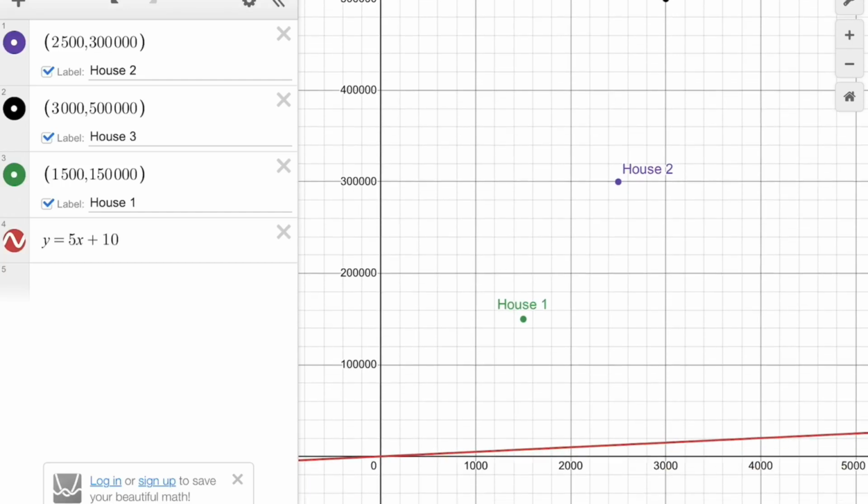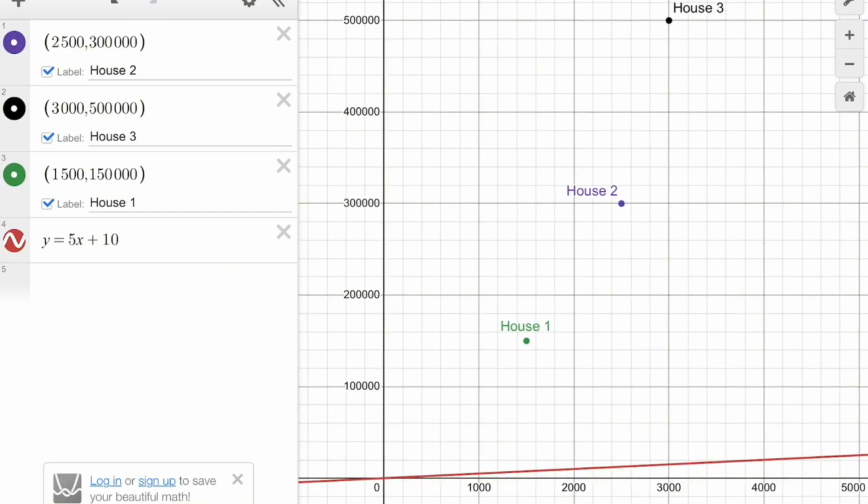So we have a graph of this here. On the x-axis, we have square footage, and on the y-axis, we have the price of the house. And we have 3 data points. House 1 is about 1,500 square feet and costs about 150,000. House 2 is about 2,500 square feet and costs 300,000. And house 3 is about 3,000 square feet and costs about 500,000.